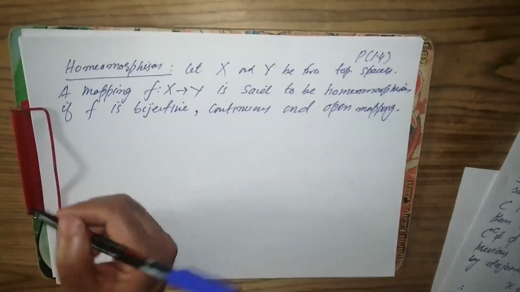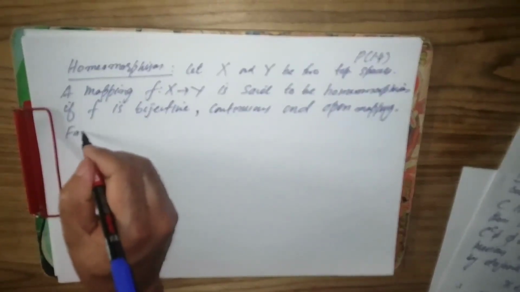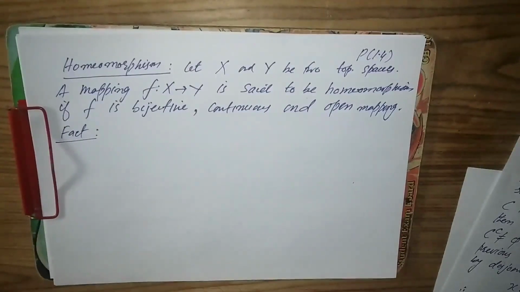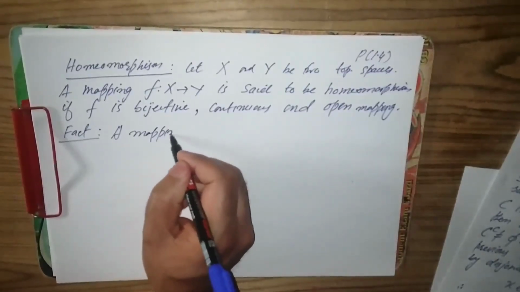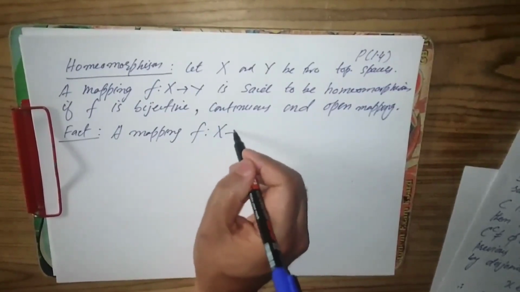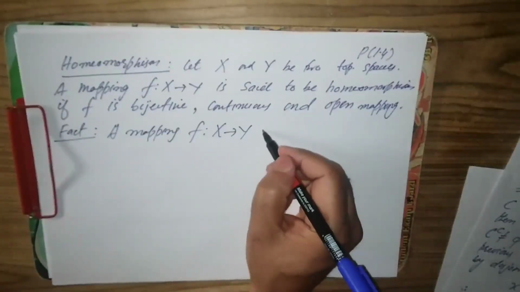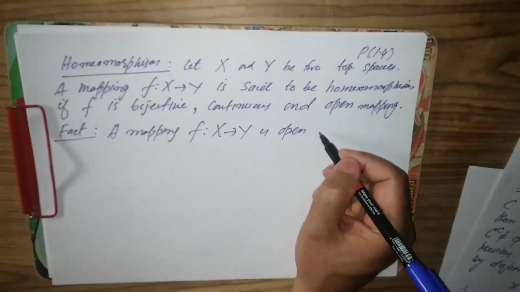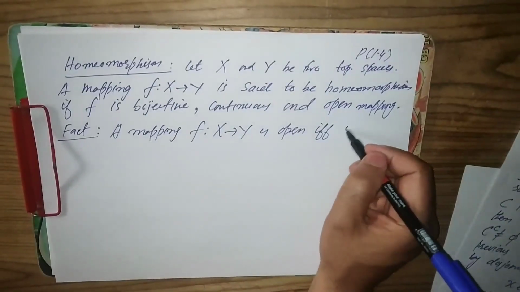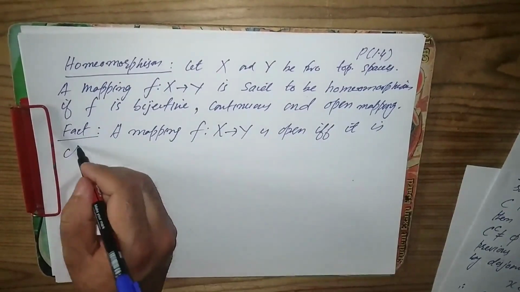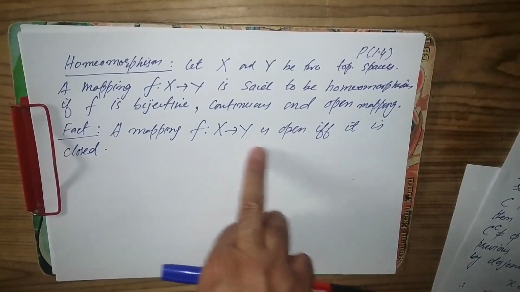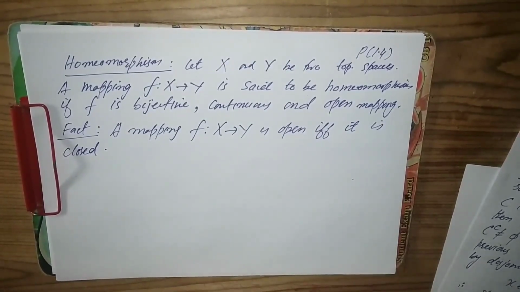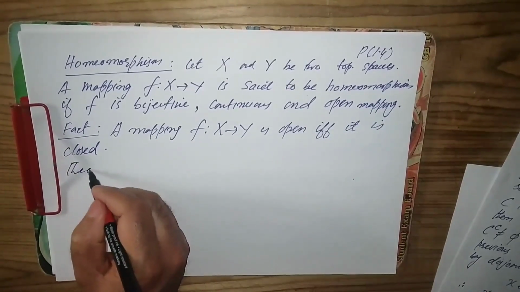Next we have the following fact which we'll use in the theorem. A mapping f between topological spaces X and Y is open if and only if it is closed. A mapping f maps open sets onto open sets if and only if it maps closed sets onto closed sets. That's a very simple fact that you can do yourself. Now we prove our main theorem.